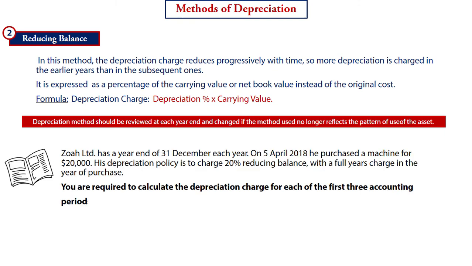Let's look at an example for the reducing balance method. Zoa Limited has a year end again of 31st December each year. Now, on 5th April 2018, he purchased a machine for $20,000. His depreciation policy is to charge 20% reducing balance with a full year's charge in the year of purchase. So here we are not doing proration, we are doing a full year. So the requirement: you have to calculate the depreciation charge for each of the first 3 accounting periods. So let's take a look at the solution.